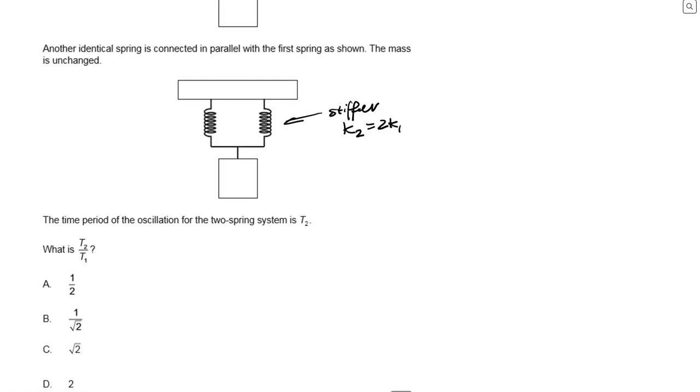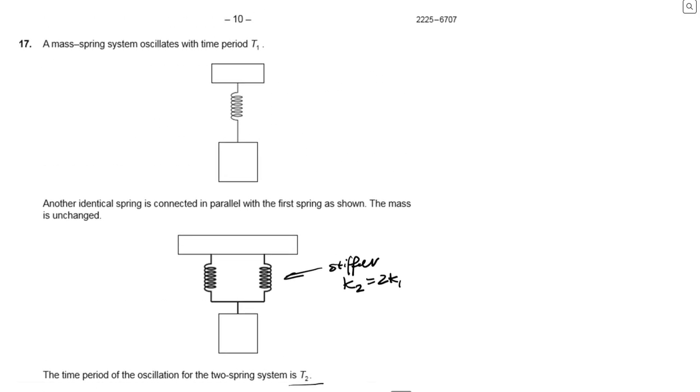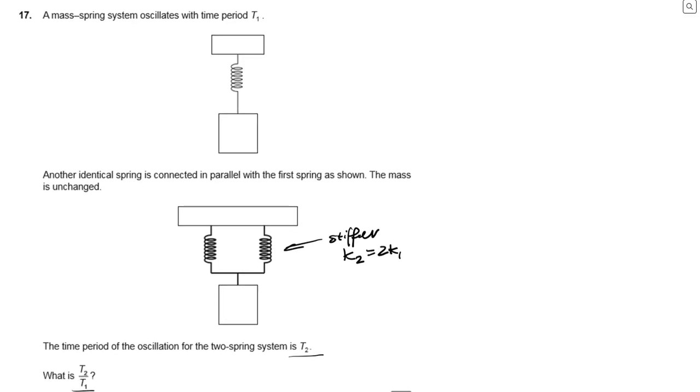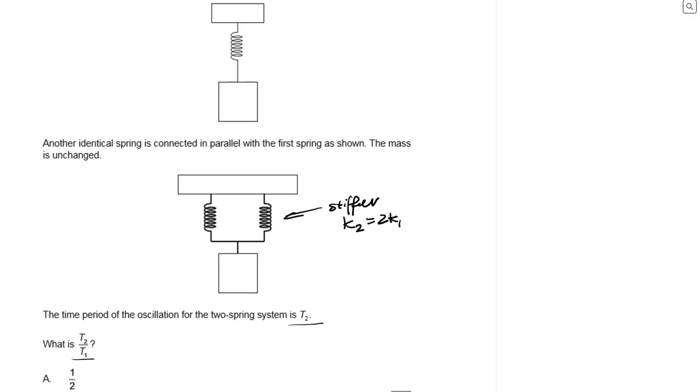The time period of oscillation for the 2-spring system is T2. What's T2 over T1? We have our formula for time period, which I think is 2 pi root m over k. Let me check that, just in case I'm not super confident about it. Okay, yeah, that is correct.